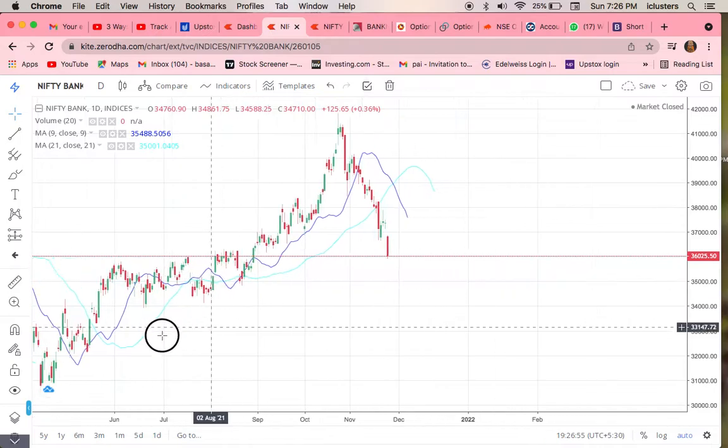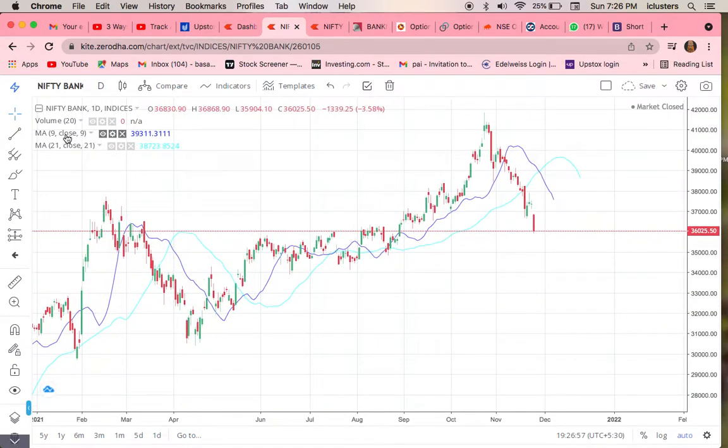That's it friends. This is how we can change our moving averages to 9 days, 21 days and so on, and we learned how to change the color and how to predict the moving average. That's it friends.